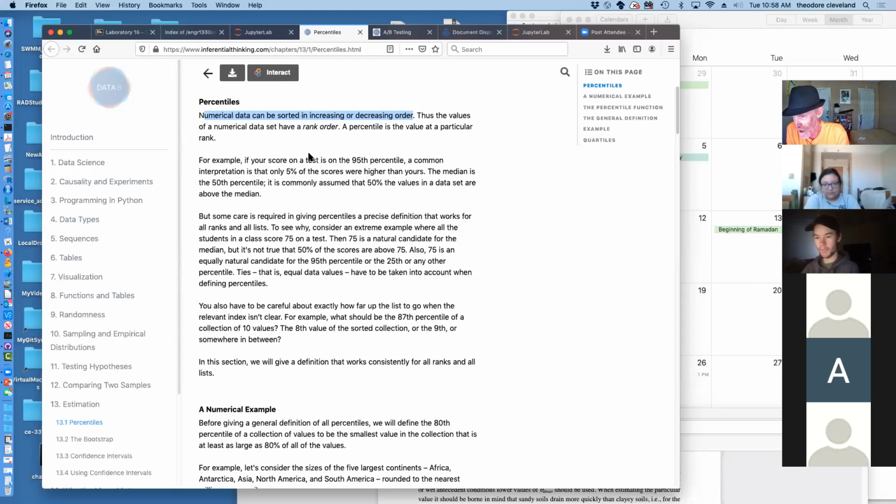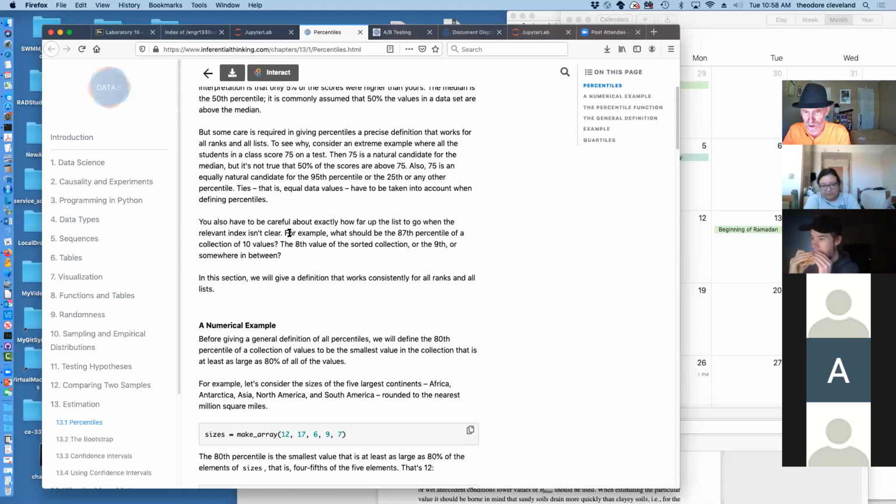So in our case, it's not going to be a big deal because we're going to use a built-in function that does it. You also need to be somewhat cognizant of how far up the list to go when the relevant index isn't obvious. For example, what should be the 87th percentile of a collection of 10 values? The 8th value or the 9th value or somewhere in between. In general, what algorithms do is they linearly interpolate somewhere in between to get these particular percentiles.